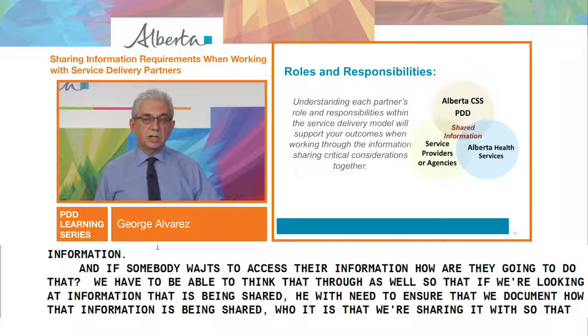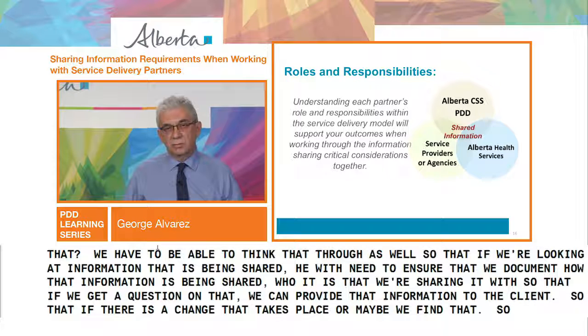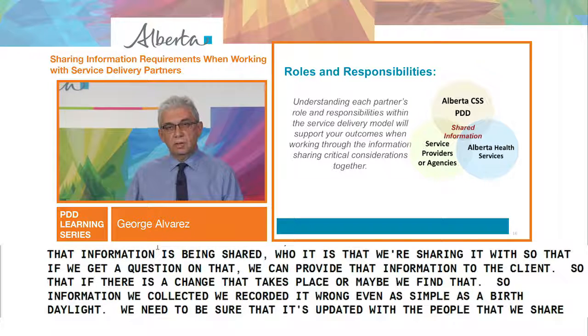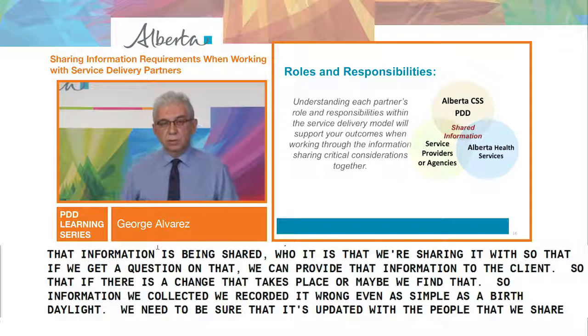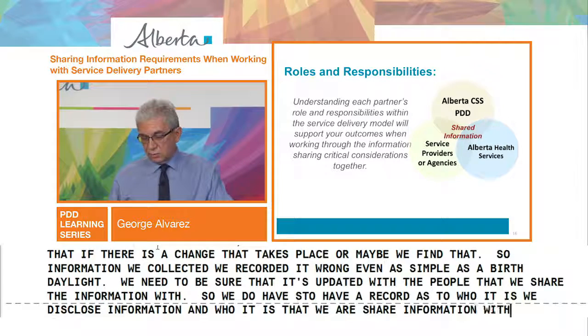So that if there's a change that takes place, or maybe we found that some of the information we collected, we recorded it wrong, even as simple as the birth date, we need to make sure that it's updated with the people that we share the information with. So we do have to have a record as to who it is that we disclose information to, who it is that we share information with, in order to deal with some of those types of issues.